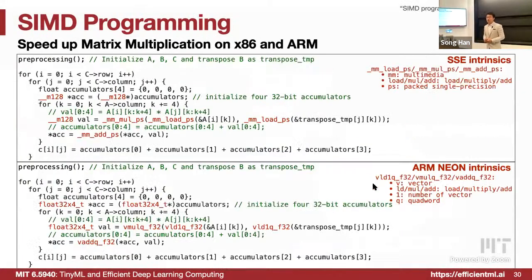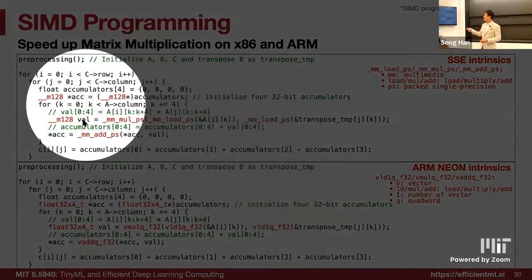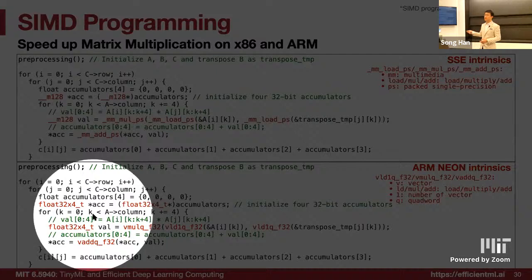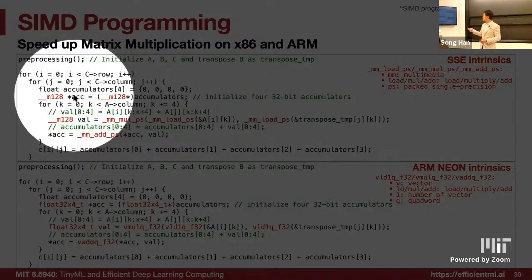So this is the full code of speeding up matrix multiplication using the SIMD intrinsics. It looks very complicated, but it's actually quite simple. We just need to look at half of them. This is the x86 version. This is the ARM version. We can just look at the first one.